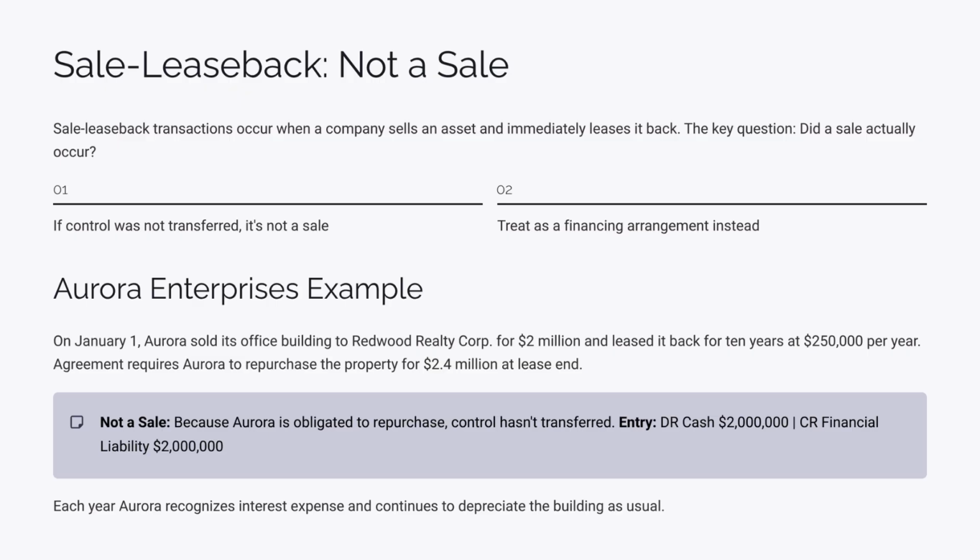On January 1st, Aurora Enterprises, Inc. sold its office building to Redwood Realty Corp. for $2 million and leased it back for 10 years at $250,000 per year. The agreement requires Aurora to repurchase the property for $2.4 million at the end of the lease. Because Aurora is obligated to repurchase the asset, control hasn't transferred. This is not a sale. The accounting: debit cash $2 million, credit financial liability $2 million. Each year, Aurora recognizes interest expense and continues to depreciate the building as usual.